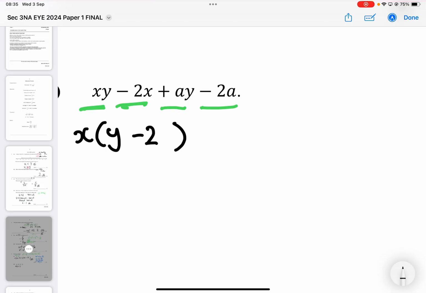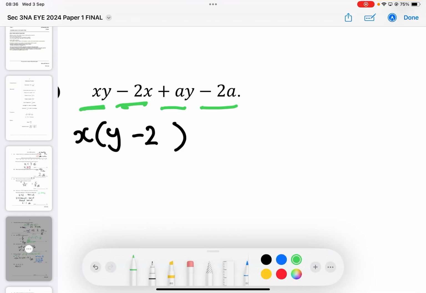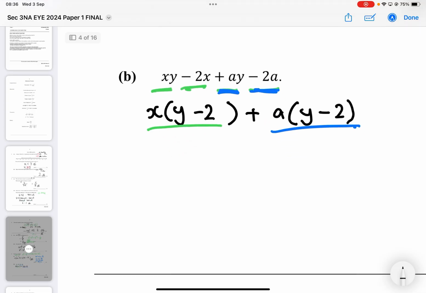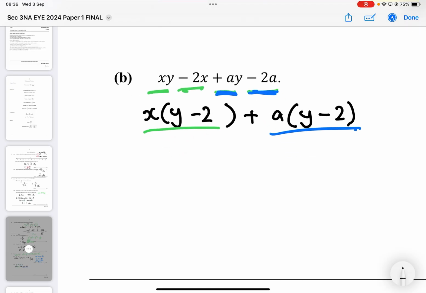Okay? When I expand this out, I will get the first 2 terms. So I still have another 2 terms behind, and the common factor between these back 2 terms is a. I use a different color. ay and minus 2a, the common factor is a. So I will take out a. Then I'll be left with, again, y minus 2. Just nice. This question makes it easy. What is inside the bracket is the same.